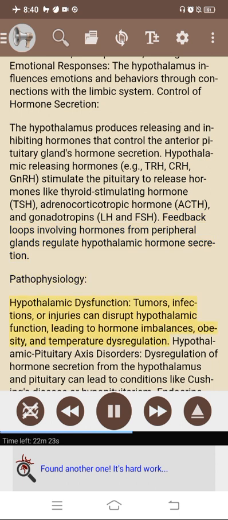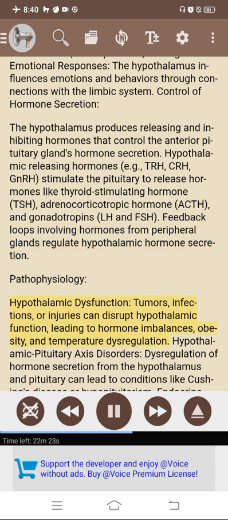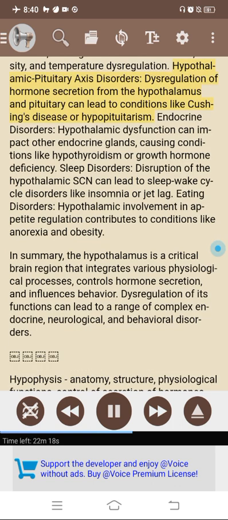Pathophysiology. Hypothalamic dysfunction. Tumors, infections, or injuries can disrupt hypothalamic function, leading to hormone imbalances, obesity, and temperature dysregulation. Hypothalamic-pituitary axis disorders. Dysregulation of hormone secretion from the hypothalamus and pituitary can lead to conditions like Cushing's disease or hypopituitarism. Endocrine disorders. Hypothalamic dysfunction can impact other endocrine glands, causing conditions like hypothyroidism or growth hormone deficiency.